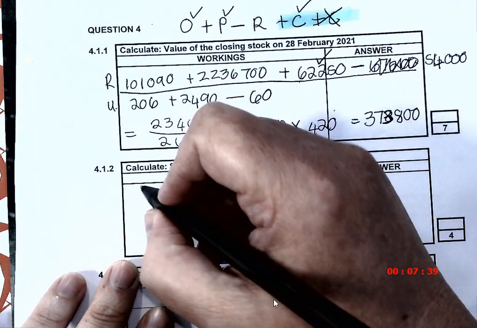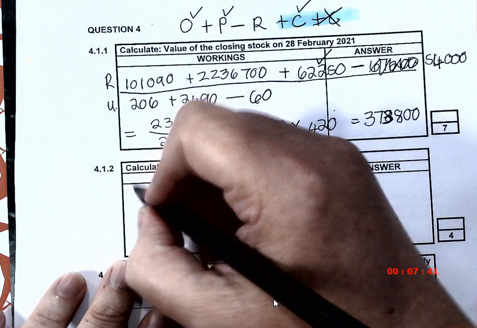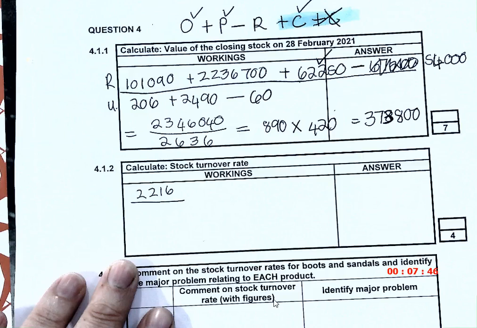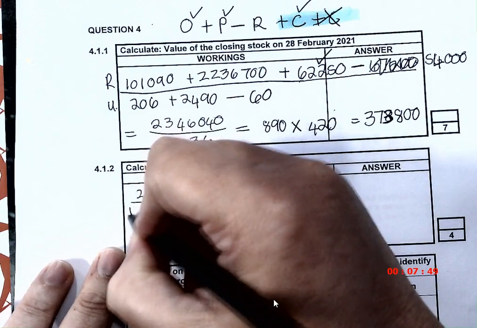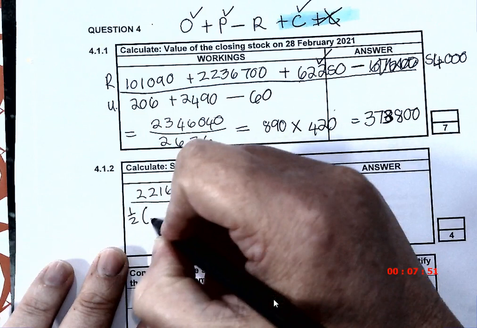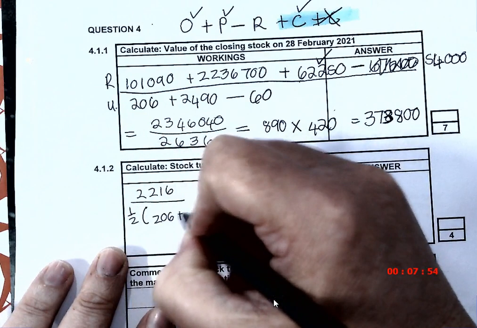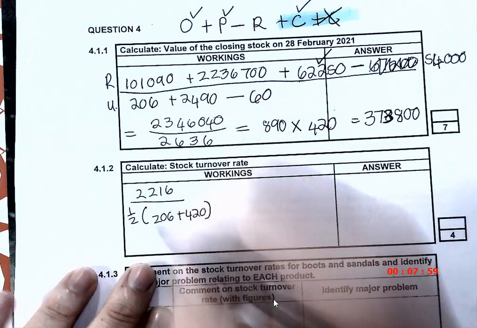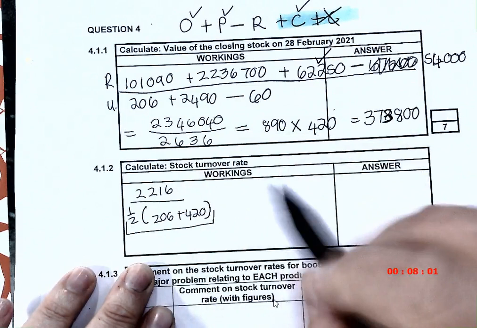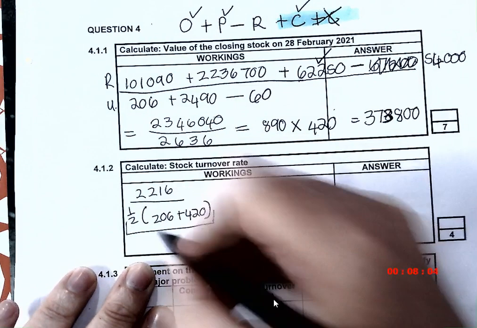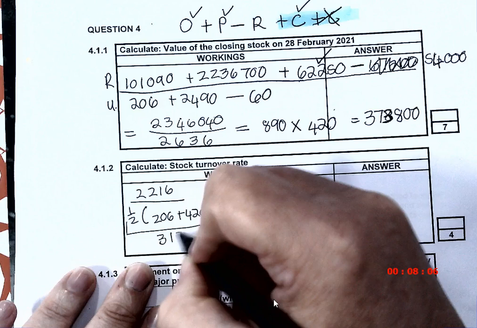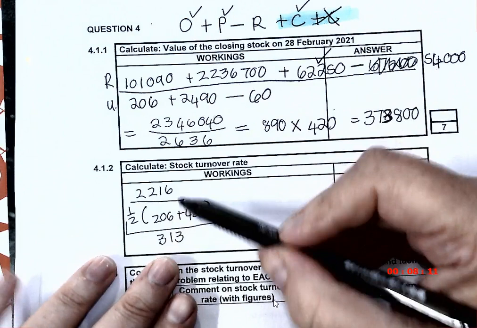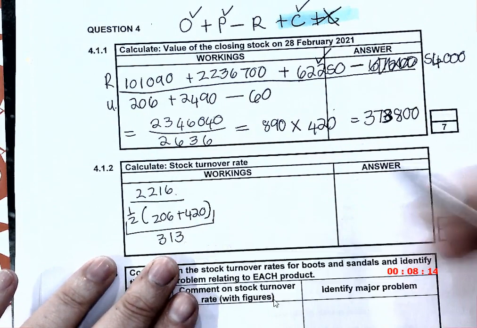So the cost of sales, how many units were sold? 2216, right? The average stock would be the start of the year was 206, the end of the year was 420. So, what is the average there? This is going to be 626 divided by 2, so it's 313. Is that right? Okay. So 2216 divided by 313 gives me how many times?